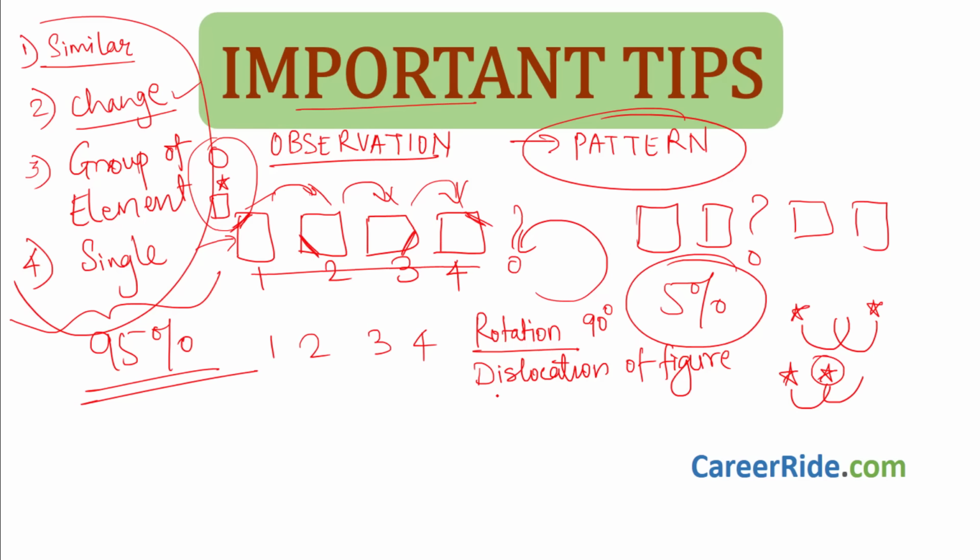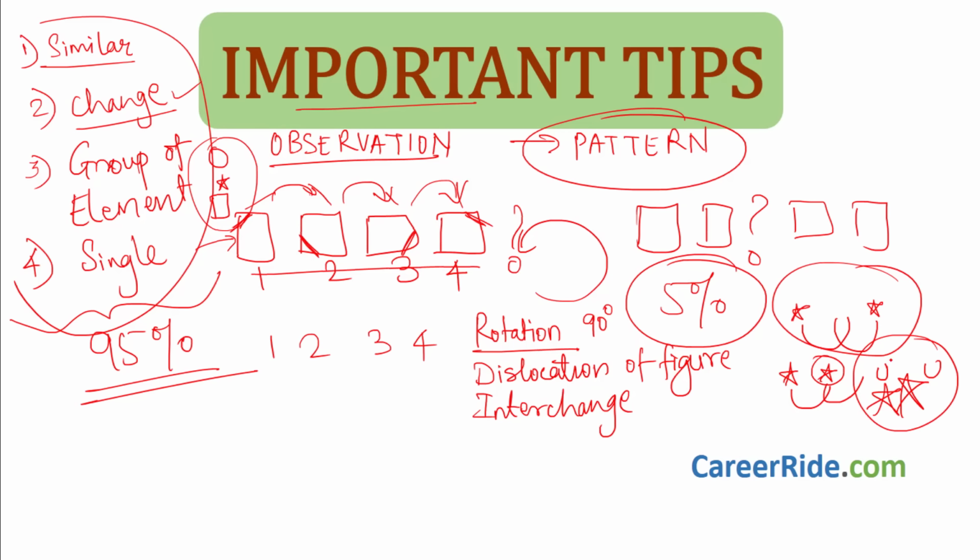Now the next type can be interchange of figures. Okay, now over here what did you see? You saw there was a star, then there were two lines, and then there was a star. Say if they interchanged it, it was like this, with one star like this and the other star like this. So it is like you are interchanging two figures or two sub figures within an entire figure. So this is nothing but interchange. We are going to see examples of this also.